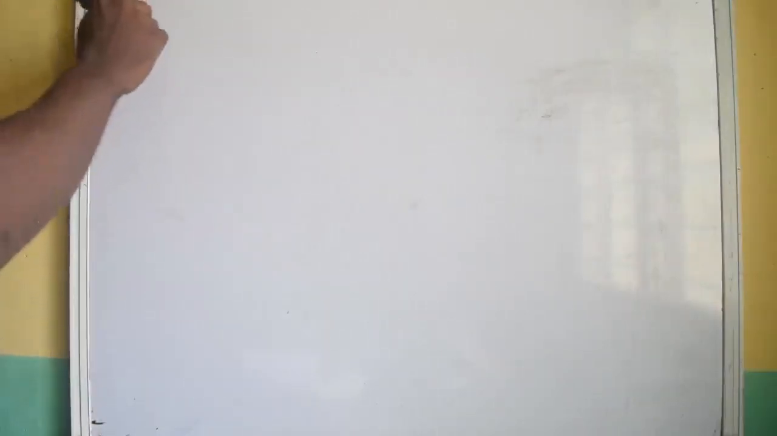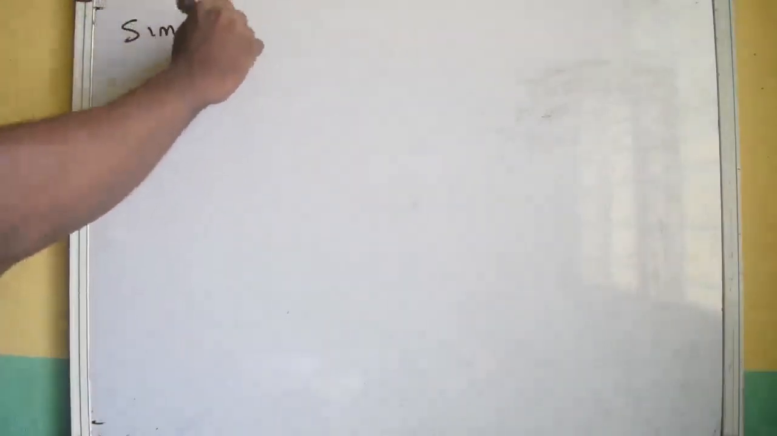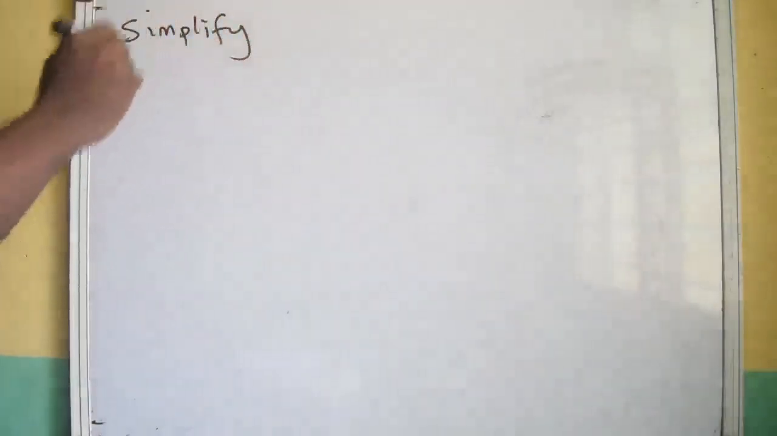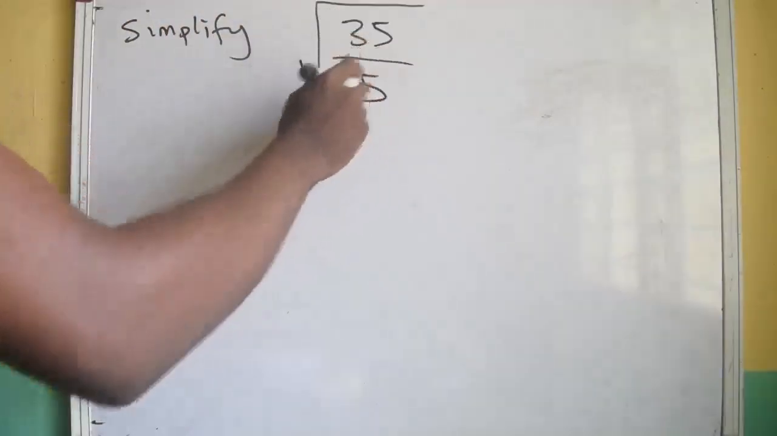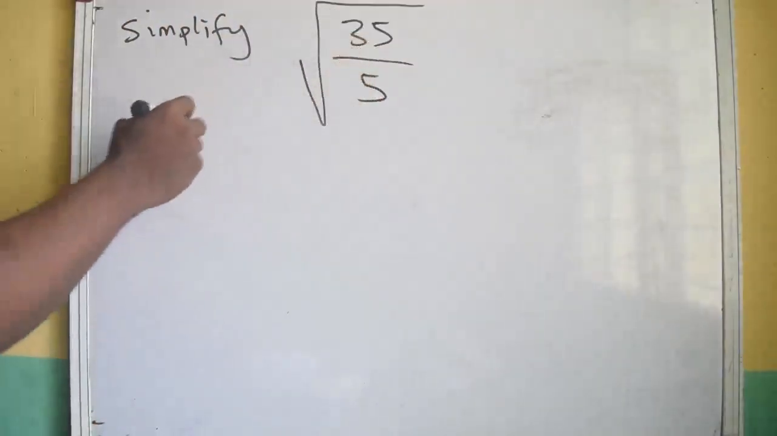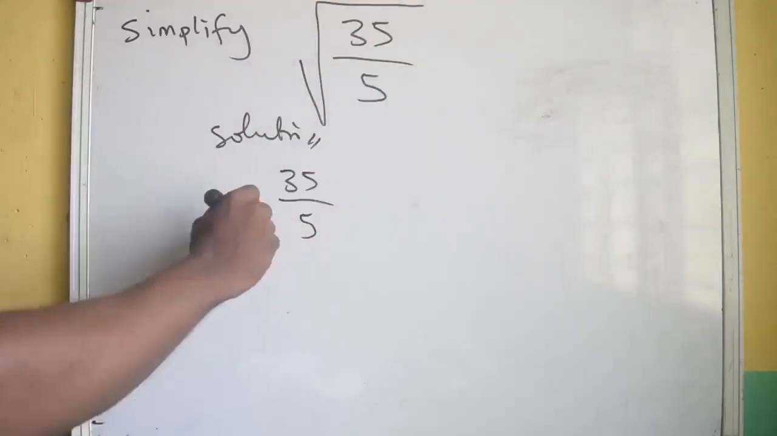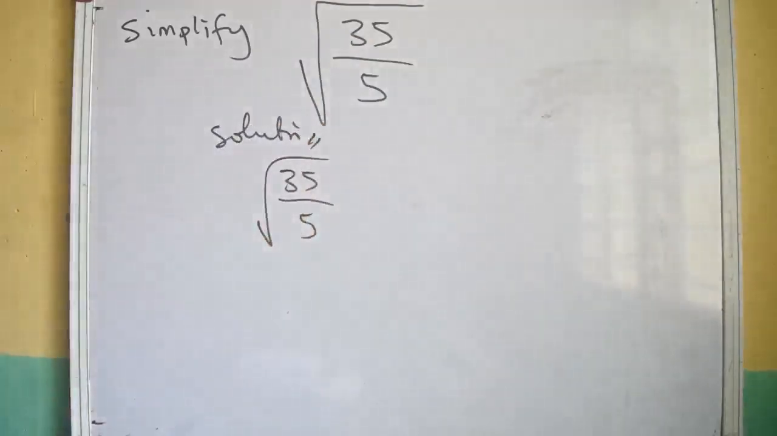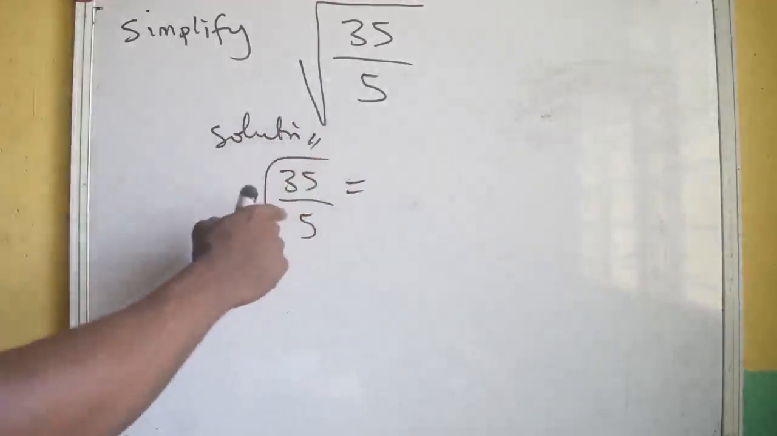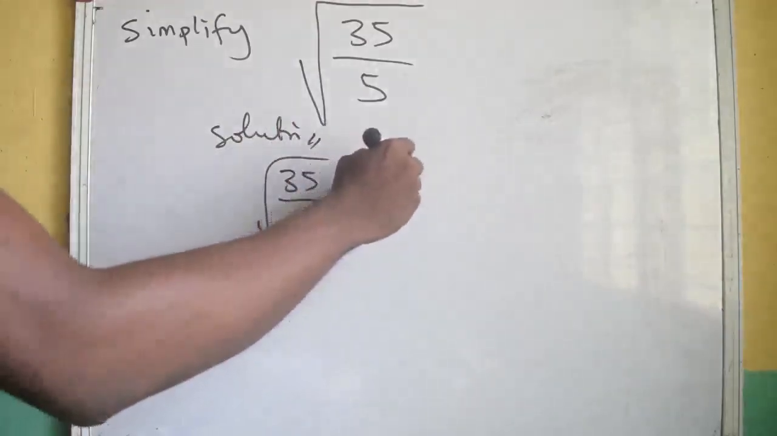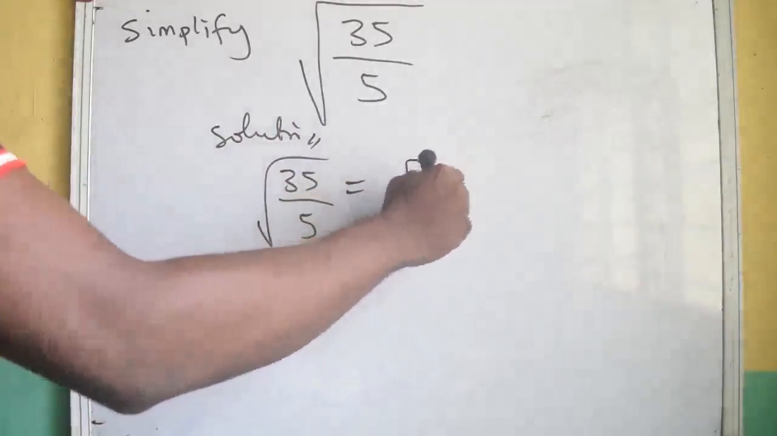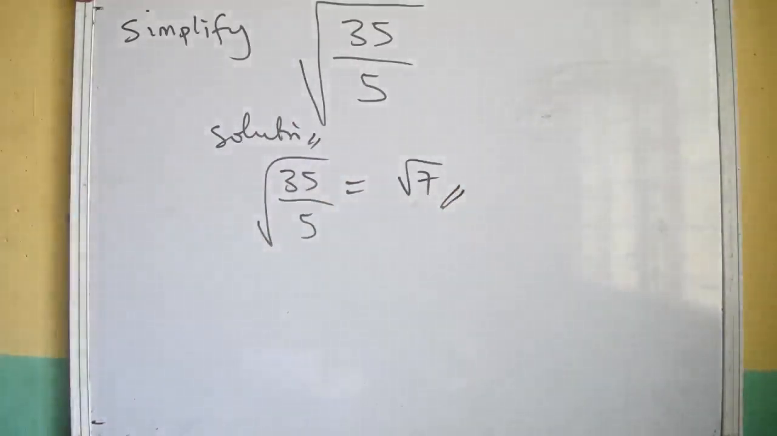So supposing I say simplify square root of 35 divided by 5. When you are given this type of thing, you just say solution. Let me bring down the question. We have 35 all over 5 in square root. So this is very simple. All you need to do is 35 divided by 5, which is root 7. So there is nothing else there. Absolutely nothing to bother yourself with regards to that.